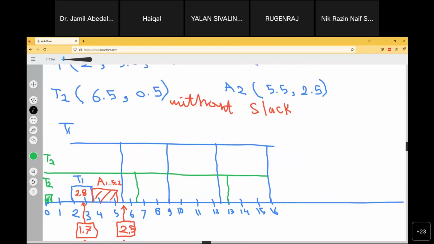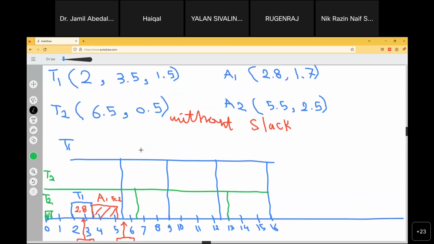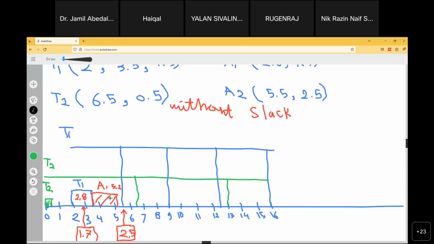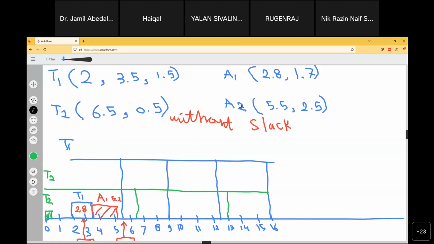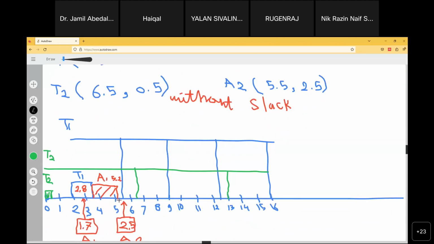A1. A1 also. We execute 1.7 already here. What is left? Left A2. Can we execute A2 here? Cannot, because A2 is released at 5.5 and we are at 5.2. So nothing. This will be our idle.